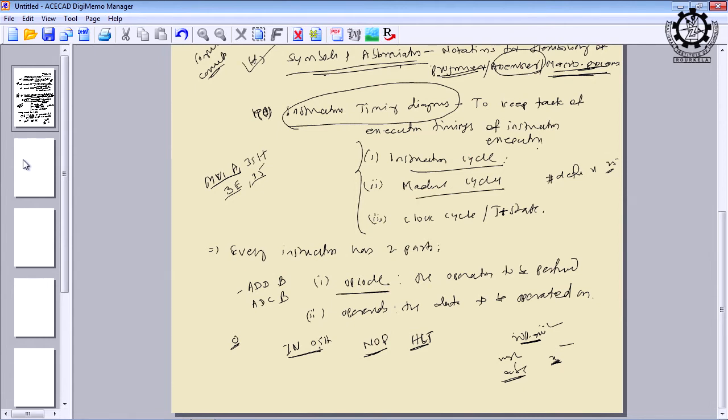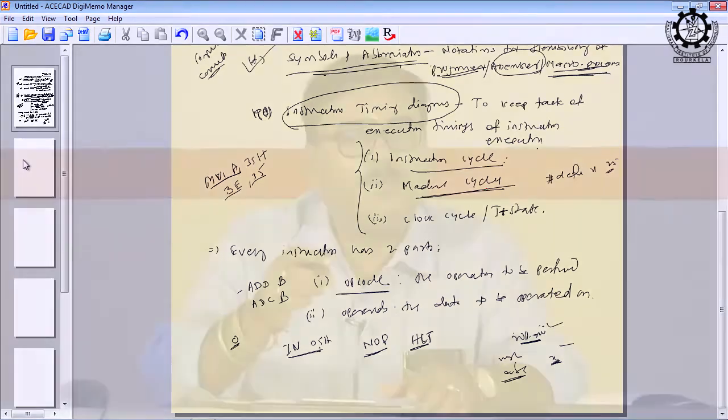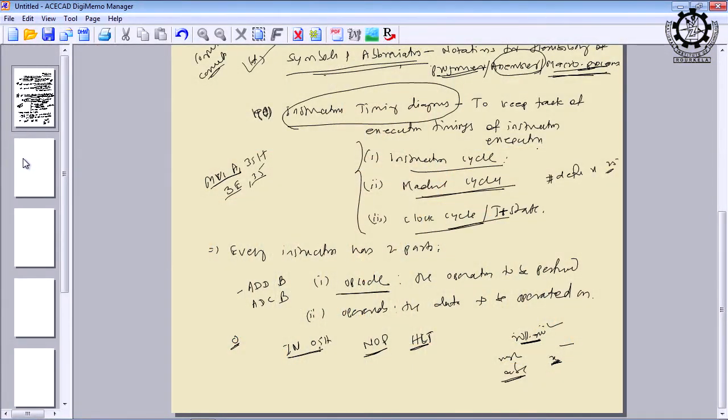And machine cycle: one instruction cycle consists of different machine cycles, and one machine cycle consists of a set of clock periods. The clock period is the resolution of the microprocessor. Below that we will not be able to track any further timings in a microprocessor. The clock period is the most trivial one. Just like the neutron or proton, is it possible to break the neutron or electron? Similarly, the clock cycle is the last one. Below that we do not have further division.